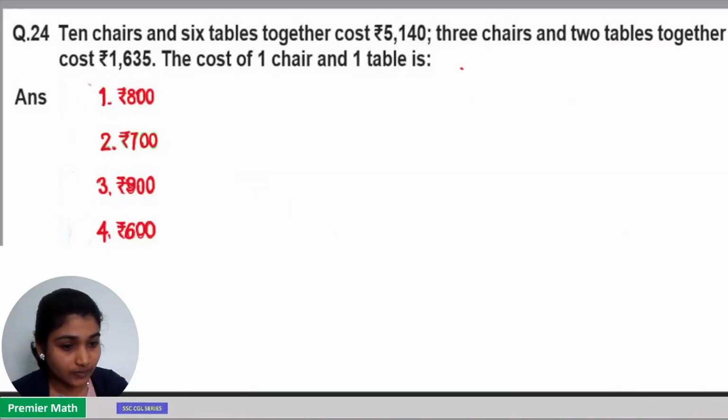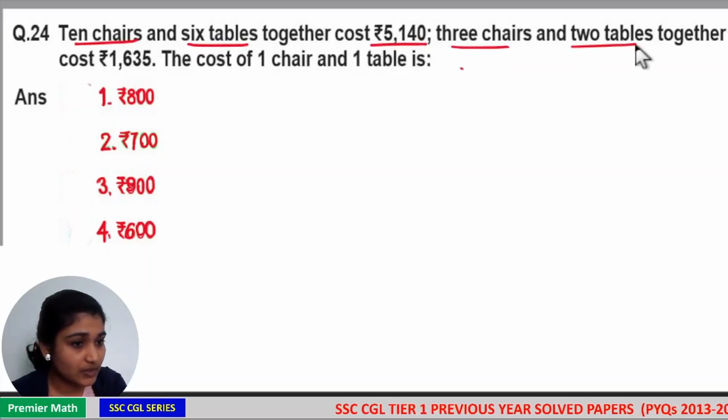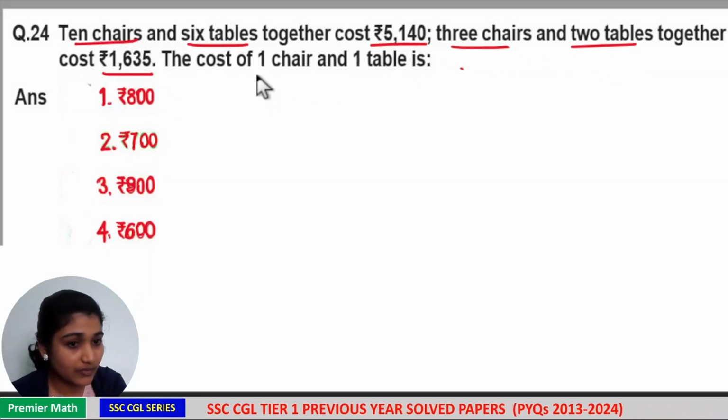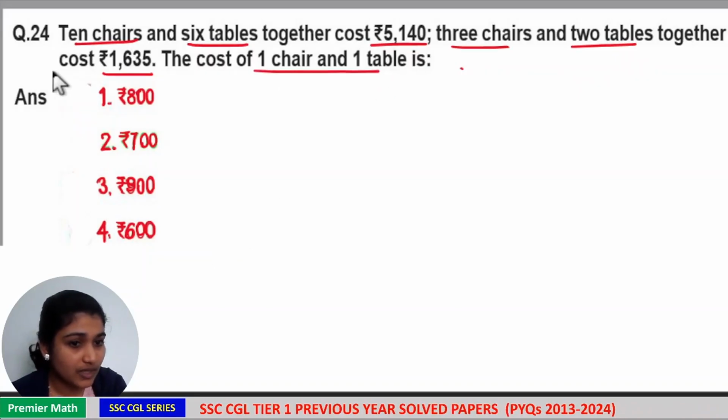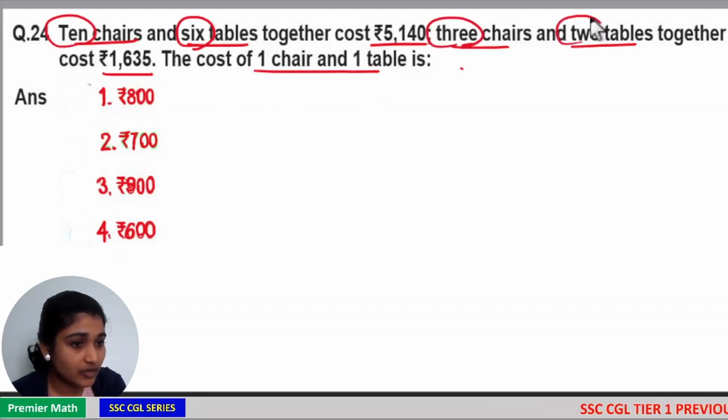So option 1. 10 chairs and 6 tables together cost 5,140. 3 chairs and 2 tables together cost 1635. The cost of 1 chair and 1 table is? We need 1 chair plus 1 table. First look at the numbers. We have 10, 6, 3 and 2.